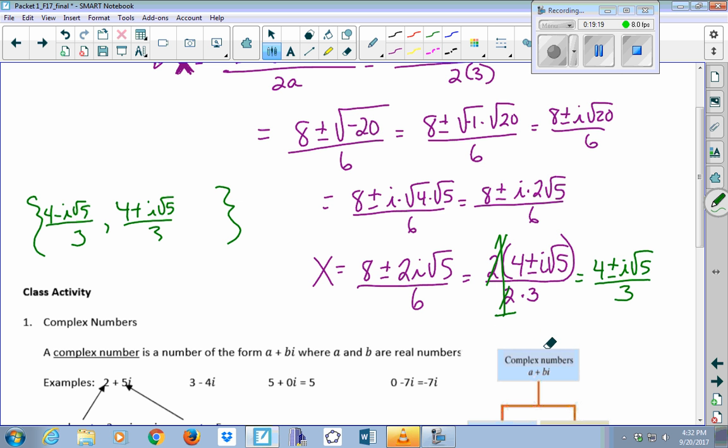Again, remember your other way is to say x equals, and now you take the 6 and you write it underneath as the denominator for each of the 2 terms in the numerator. And that equals 4 over 3 plus or minus i square root of 5 over 3 when you reduce each of these fractions. And now you smush them back together again because they have common denominators: 4 plus or minus i square root of 5 all over 3. So you pick whatever way you like to simplify your quadratic formula.